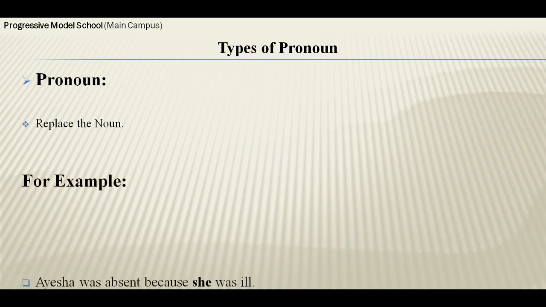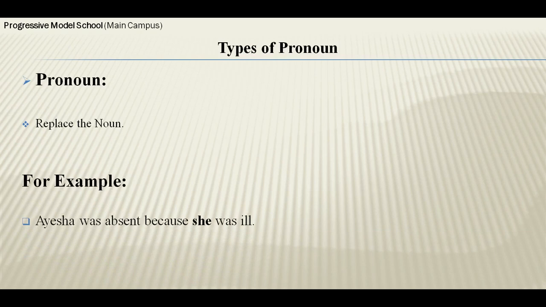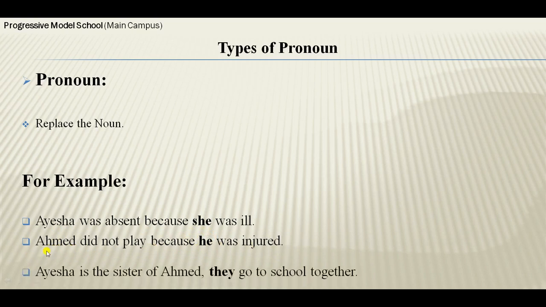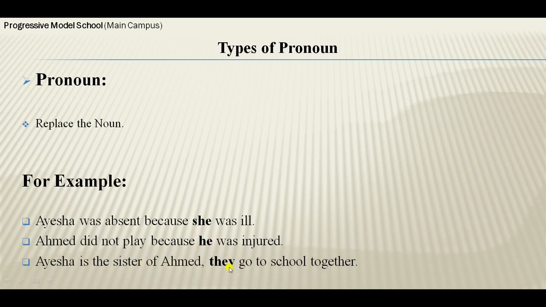For example, Aisha was absent because she was ill. Here we use the pronoun she to avoid the repetition of the word Aisha, that is noun. Similarly, another example, Amar did not play because he was injured. Here the pronoun he is used to replace the noun, that is Amar. Another example, Aisha is the sister of Amar. They go to school together. Here the pronoun is they, and this pronoun is used to avoid the repetition of these two names.